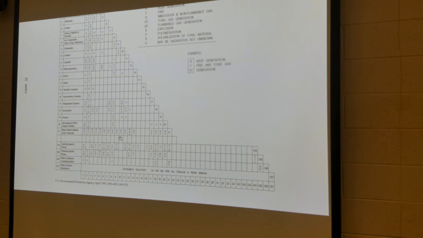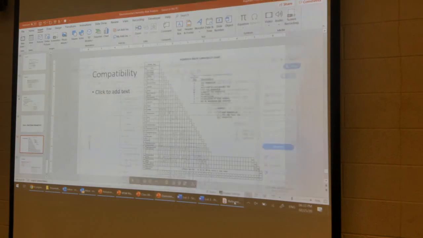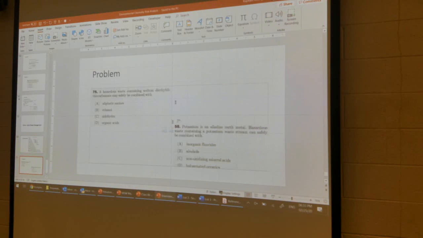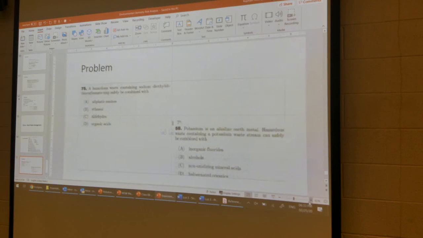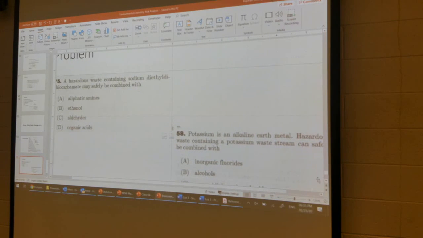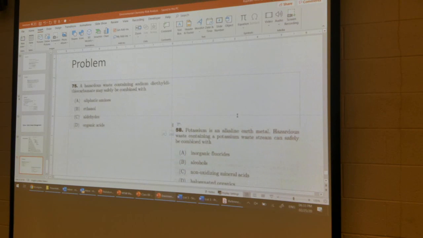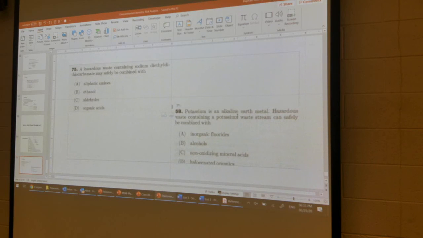What's a typical problem that we have for waste compatibility, like solid waste or hazardous waste management? The problems are just like this. I'm going to zoom because we're going back to the PDF. Two typical problems. First, the one at the top, number 75. A hazardous waste containing sodium diethyl thiocarbamate may safely be combined with, and they give categories.